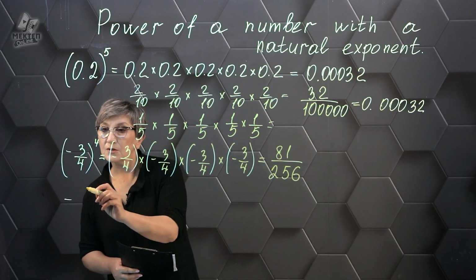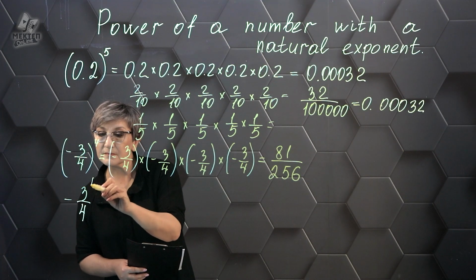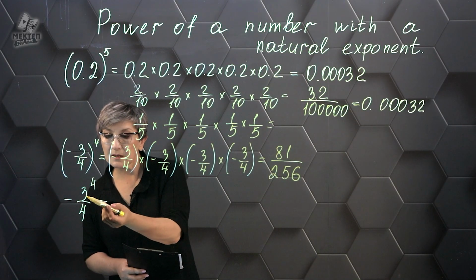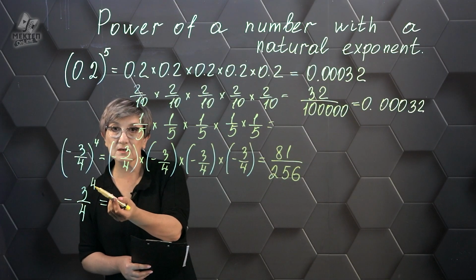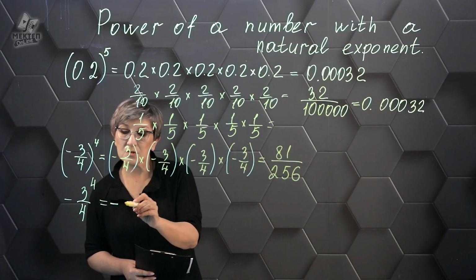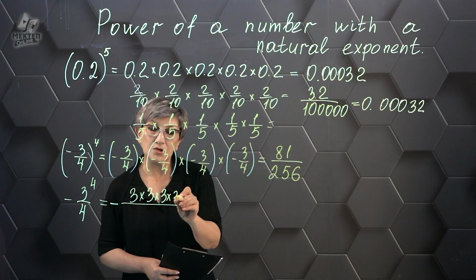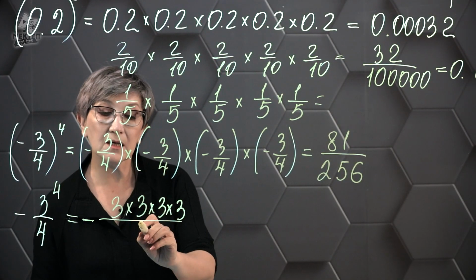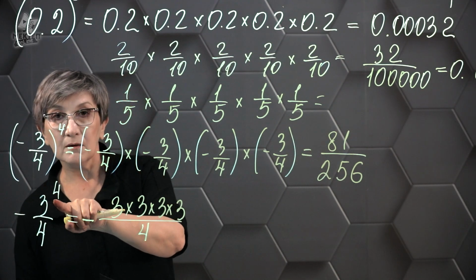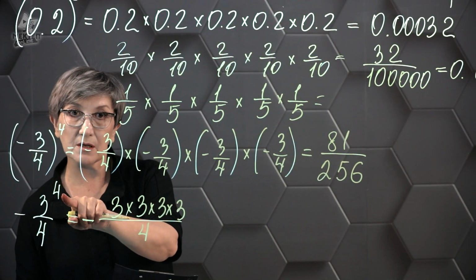Now let's take the number minus 3/4 and raise only the 3 to the 4th power. What do we see? This entry tells us that only the number 3 needs to be raised to the power of 4. So in order to get the correct answer, I'm rewriting the minus. In the numerator, I have to multiply 3 by 3, multiply by 3, multiply by 3, 4 times. And I keep the denominator the same. I write 4.